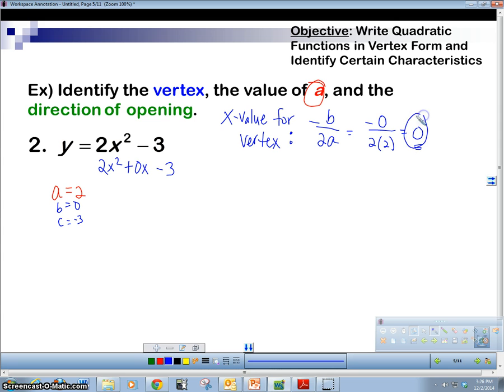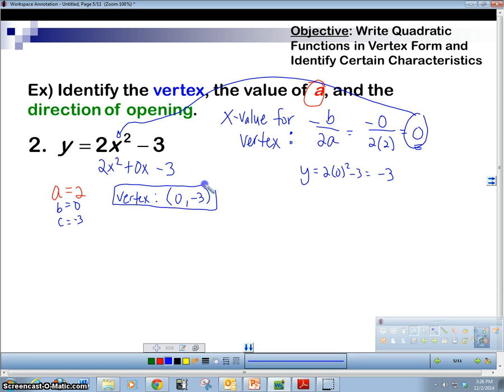So I'm going to take that value and plug it in right there for x to find my y value. My y value is going to be 2 times 0 squared minus 3, which is negative 3. So my vertex is going to be (0, -3). Again, guys, this really isn't that hard if you just memorize negative b over 2a. Then you plug it in and find that. That's the vertex. Now, what direction is it going to open in? Since a is positive, it's going to go up. And then in my next video, I'll show you how to graph it in standard form.